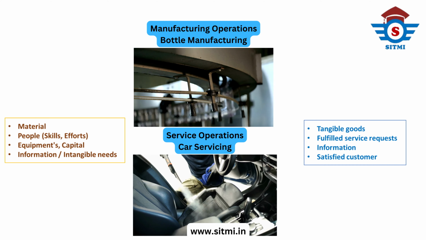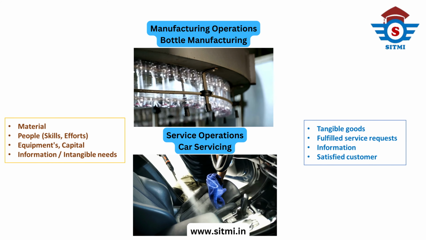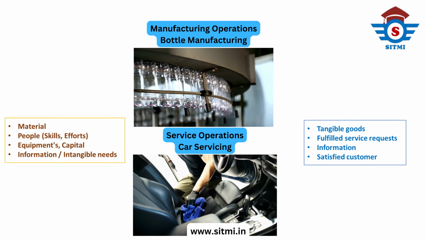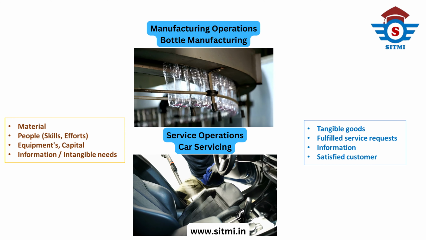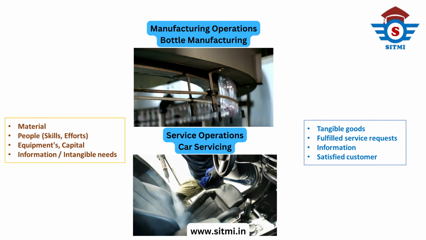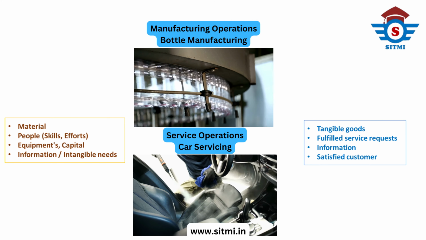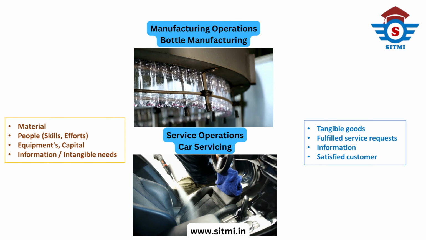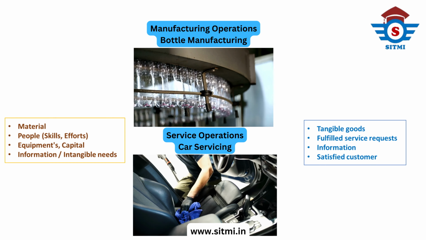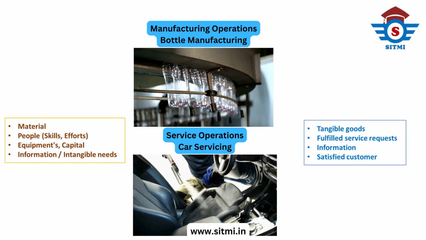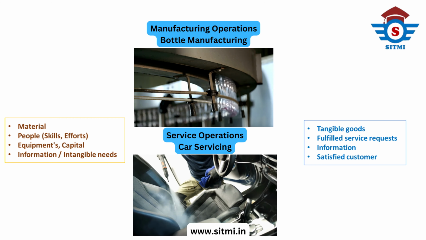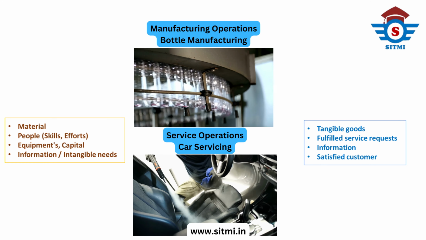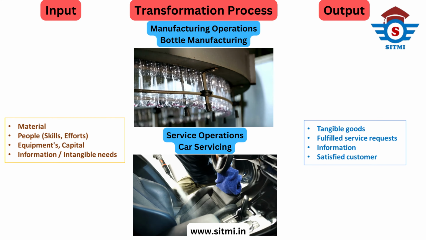Now we'll talk about output. Based on these two examples, you can see that in the first example, the tangible good, that means a bottle itself, is an output. The second output can be a fulfilled request, that means a customer has given some request and we have fulfilled that request, that is also an output. Third is information. Information is also an output, because in the first example the bottles are manufactured, but after that some information also has to be produced, like how much quantity they have manufactured, how many lot numbers, and what kind of colors. So this is information which is an output.